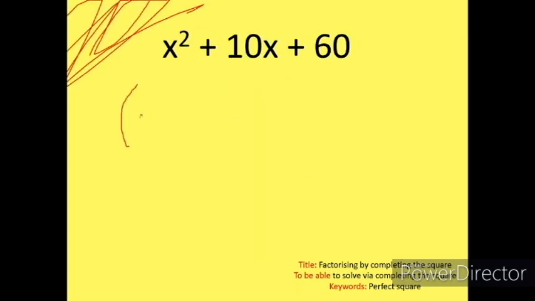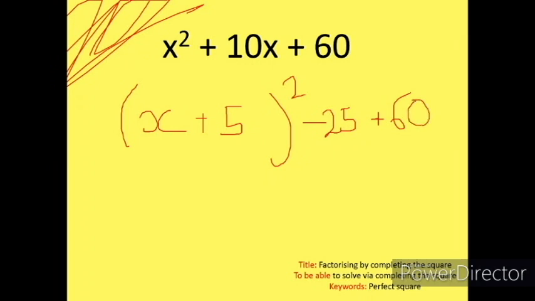Okay, so we've got to complete the square again. So it's going to be x plus something squared. We halve this to make it 5, so it's going to be x plus 5. And this is always going to be a minus 5 squared, which is minus 25. Plus 60. Okay, good. And then we just have to do minus 25 plus 60, which is 35.